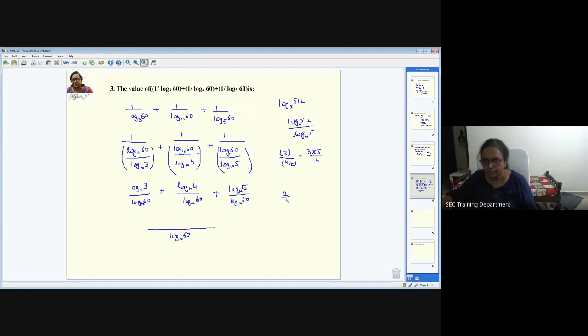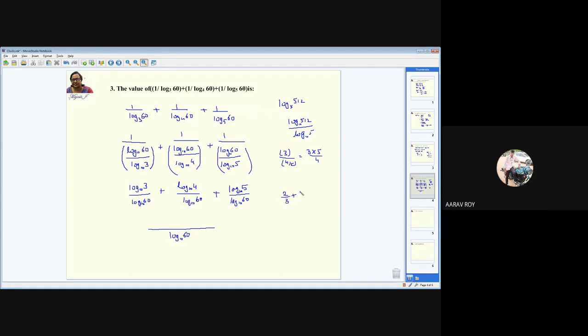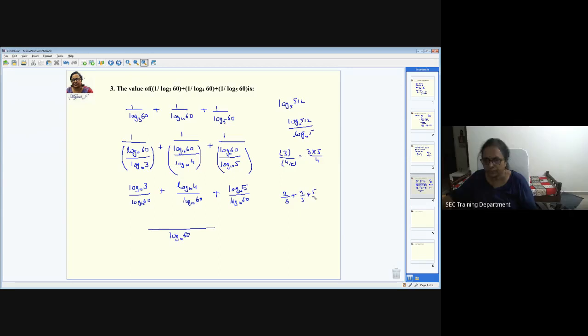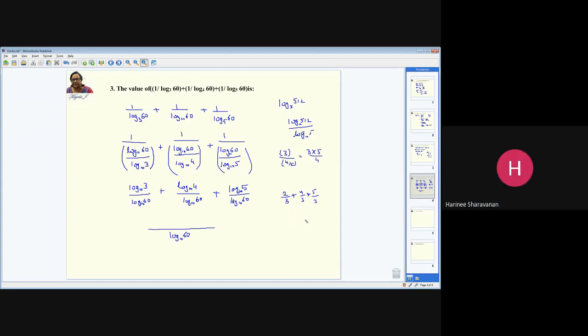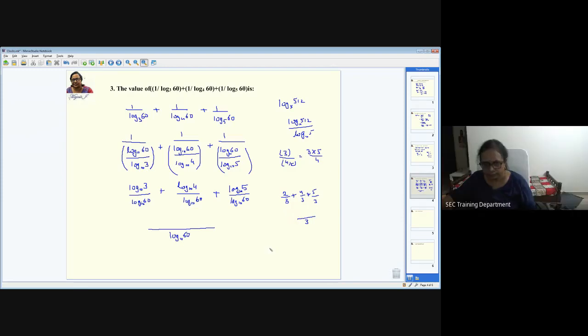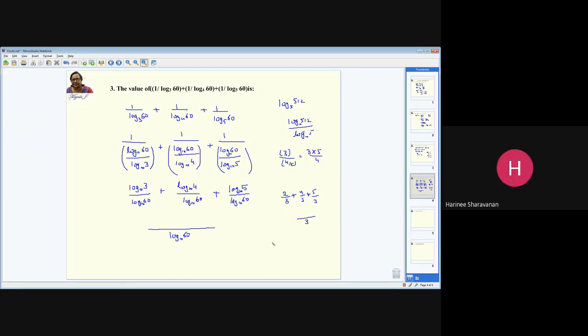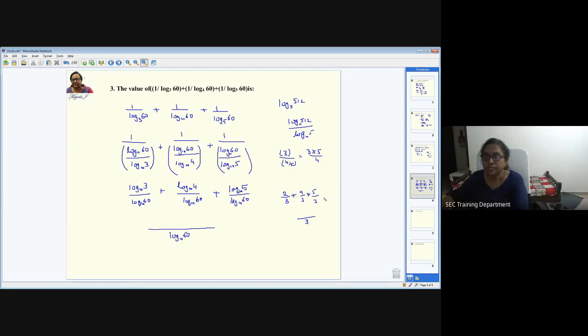Suppose I have something like 2 by 3 plus 4 by 3 plus 5 by 3. How do you do this? Down, what is common? 3. Then what will come here? Come on, this is a basic calculation, right? Fractions. 2 plus 4 plus 5. So 3 will go, right?